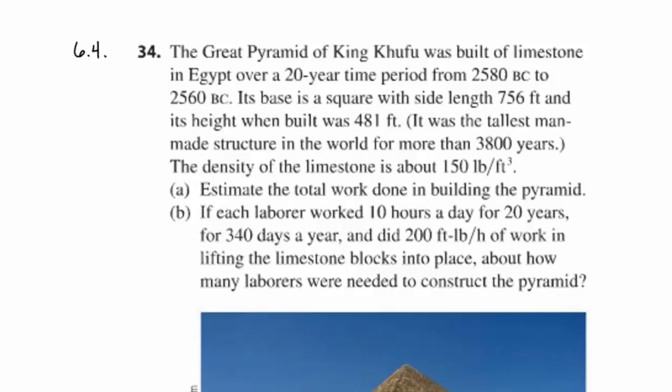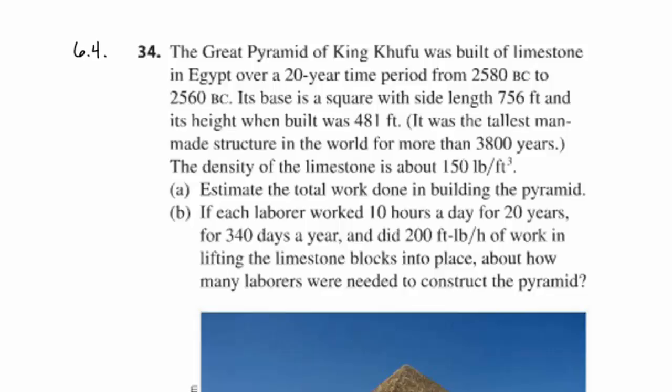All right, this is section 6.4, number 34, and we're asked to compute the amount of work it took to build one of the Great Pyramids. Let me go ahead and read through this very quickly. We have a square base with side length 756 feet. That's at the base. And when it was built, it had a height of 481 feet.